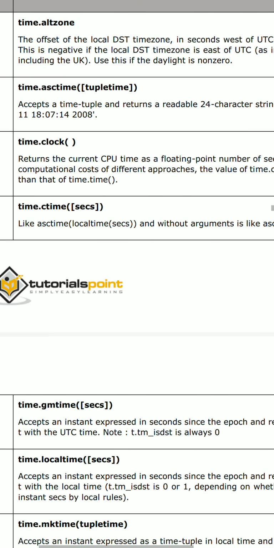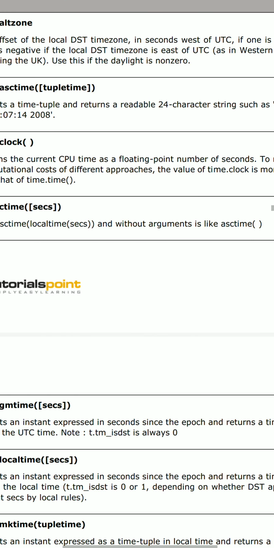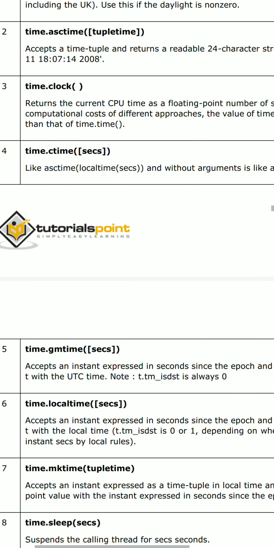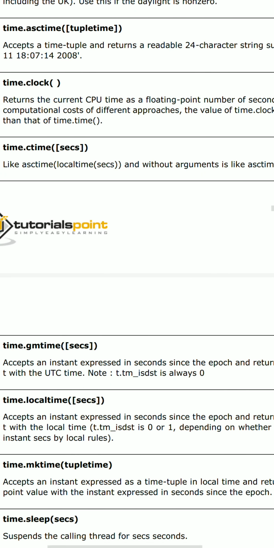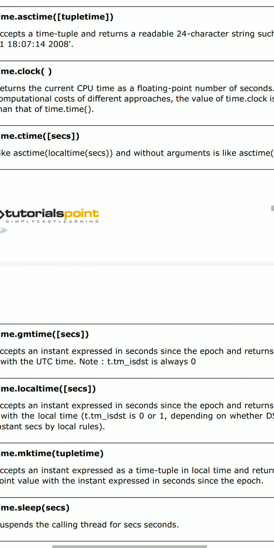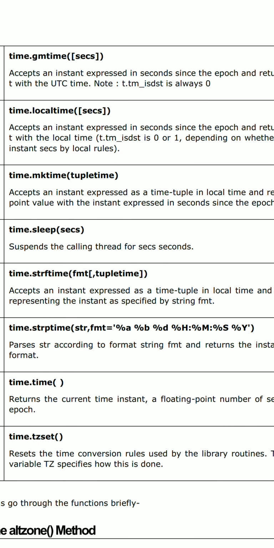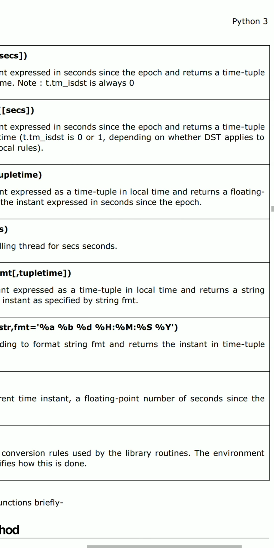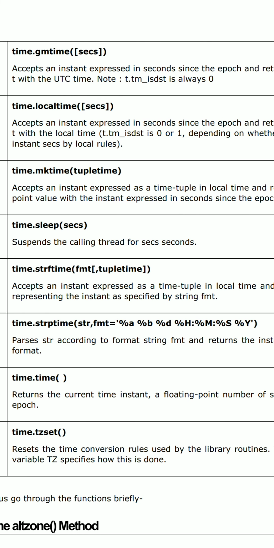Next one is the clock method. This returns the current CPU time as a floating point number of seconds. Next one is ctime. The ctime is like asctime with local time seconds, and without arguments it returns the same as asctime. Next one is gmtime, which accepts an instant expressed in seconds since the epoch and returns the UTC time.